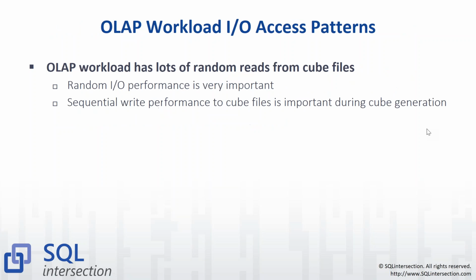Then with an OLAP workload, you're going to do lots of random reads from the cube files, so your random I/O performance is very important. And then when you're building the cube file, that's more of a sequential write typically.